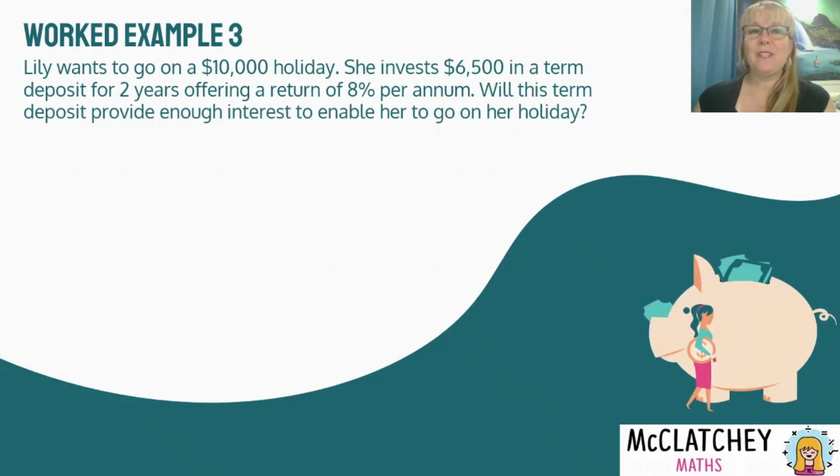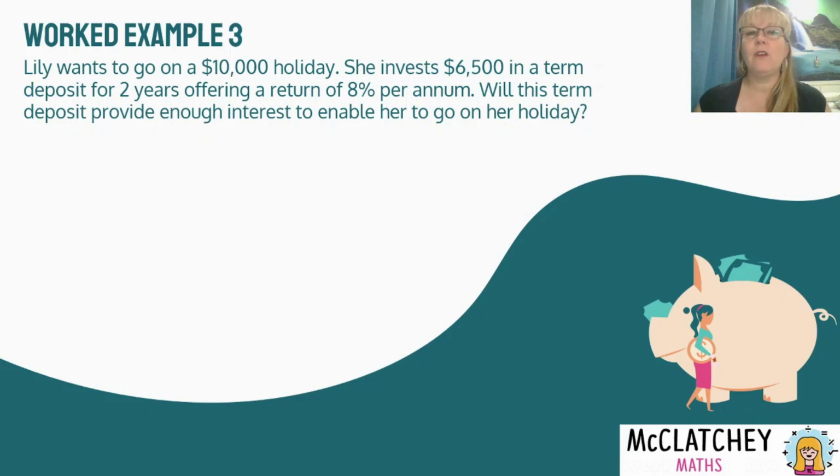Let's do another worked example. In this case, I have Lily who wants to go on a $10,000 holiday. She invests $6,500 in a term deposit. So this time we're not borrowing money from the bank. This time we're putting our money into the bank and the bank's going to pay us some interest. So she's put it in the term deposit for 2 years, which means that she leaves it there for 2 years and doesn't touch it.